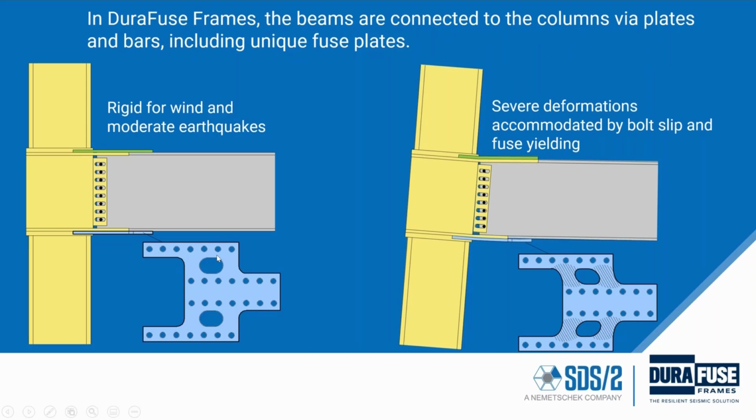This slide's kind of illustrating that. This is before an earthquake or during moderate wind or a mild earthquake. The connection just acts as a rigid connection and nothing yields. But during a severe earthquake, the fuse plate can yield and accommodate drift and relative rotation between the column and the beam.